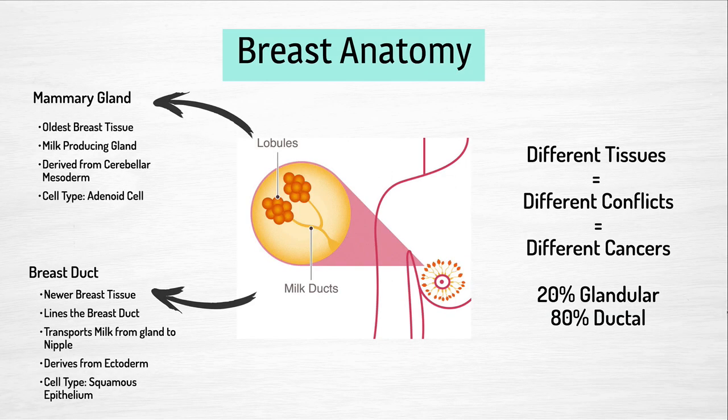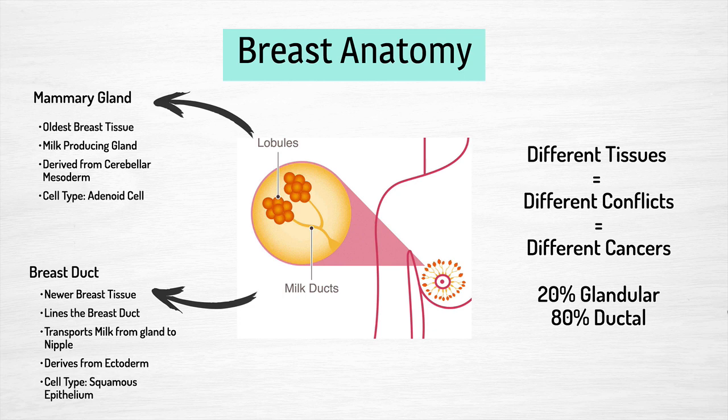Let's zoom in at the breast anatomy. Because we are talking about breast cancer today, we want to see what areas of the breast develop different cancers. First there's the mammary gland, which, like I said before, is what actually produces the milk. It's derived from cerebellar mesoderm embryologically. So that's the tissue type. The cell types are adenoid cells, and this is the oldest breast tissue. The different tissues that make up the gland versus the breast duct are related to different biological conflicts.